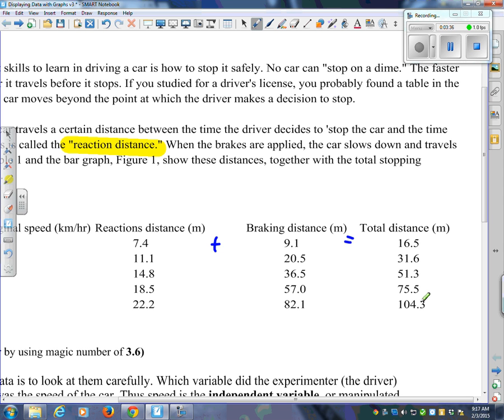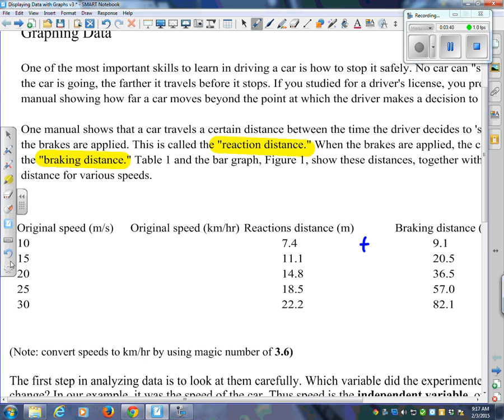I'm glad you asked that. How fast is 30 meters per second? We're going to use the magic number. Remember that from grade 10 science? The magic number is 3.6. So how do you convert meters per second to kilometers per hour? You multiply by 3.6. Go ahead and do that.